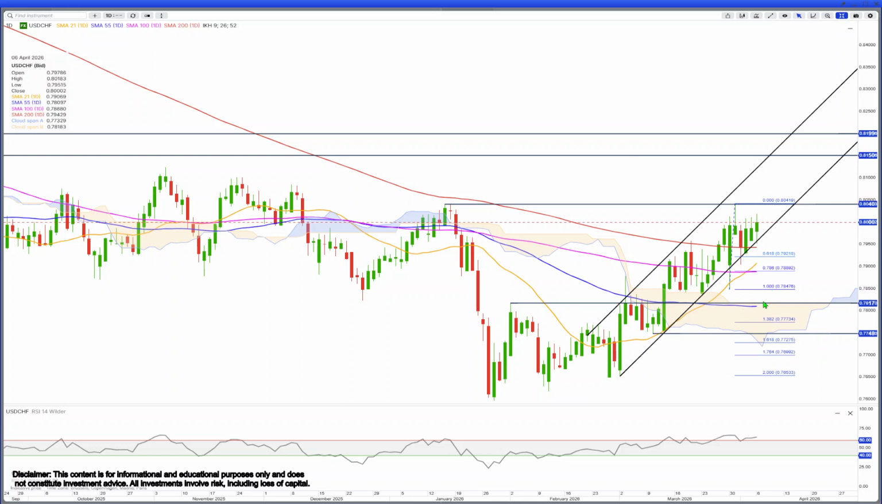But we have the 55 moving average turning around here. We are above the cloud. We are in a positive sentiment, so it supports higher levels on dollar Swiss.